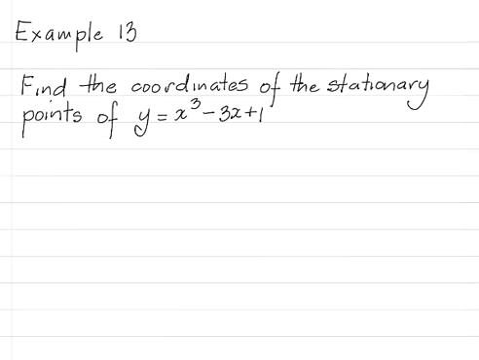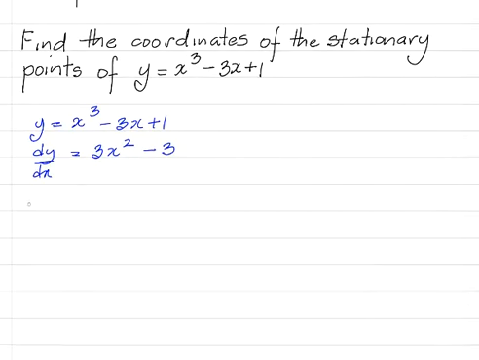Example 13, it says find the coordinates of the stationary point. So it's a similar idea. So y is equal to x cubed minus 3x plus 1. So dy by dx is equal to 3x squared. The power comes to the front and you decrease the power by 1, minus 3. Whenever you differentiate 3x you get 3. Whenever you differentiate 1 you get 0.